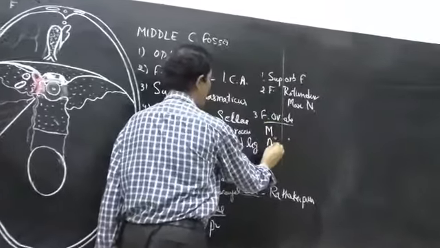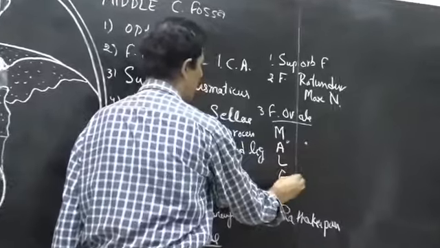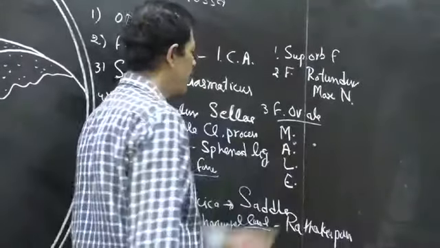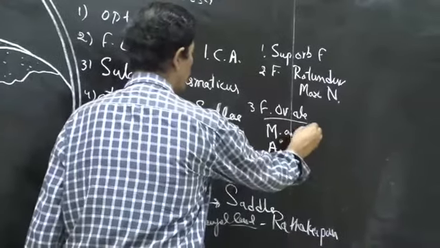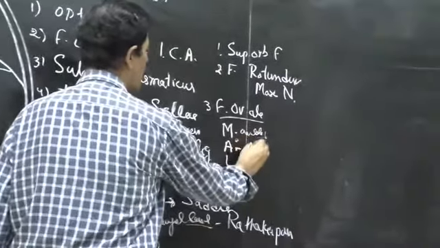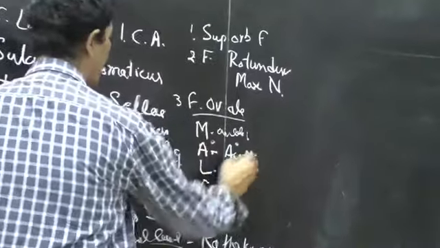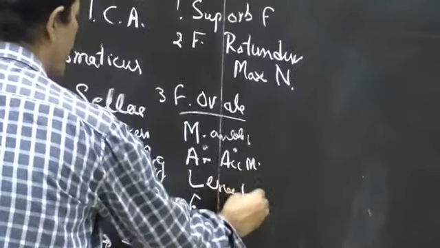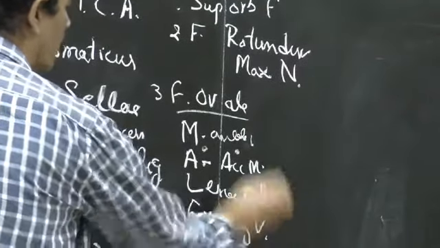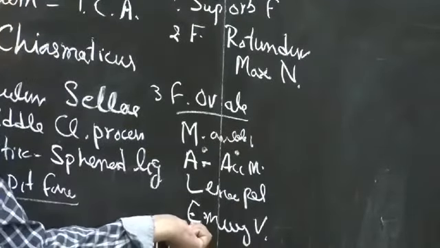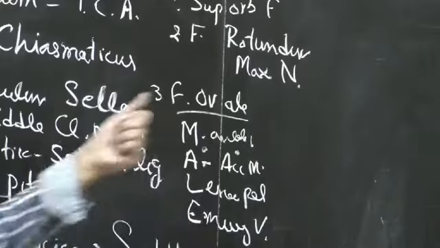Remember the formula, MALE, M-A-L-E. But abbreviation is not enough. M stands for mandibular nerve. A stands for accessory meningeal artery. L for lesser petrosal nerve. E for emissary vein, which joins the pterygoid venous plexus with the cavernous sinus.